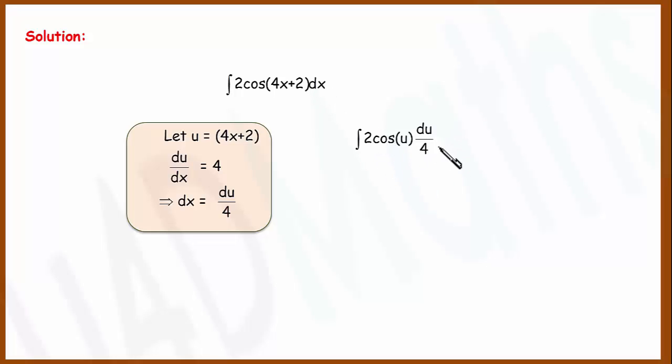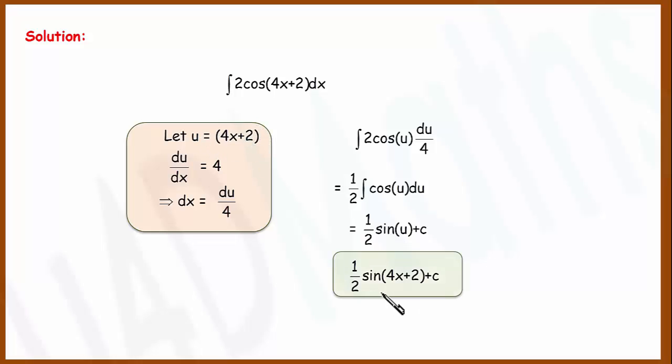Substituting u for 4x plus 2 and du over 4 for dx gives us the following. 2 into 4 goes twice, and taking the half outside the integral sign, we get the following. If we integrate cos of u, we get sine of u. So resubstituting 4x plus 2 for u gives us a final answer of a half times sine of 4x plus 2 plus a constant.